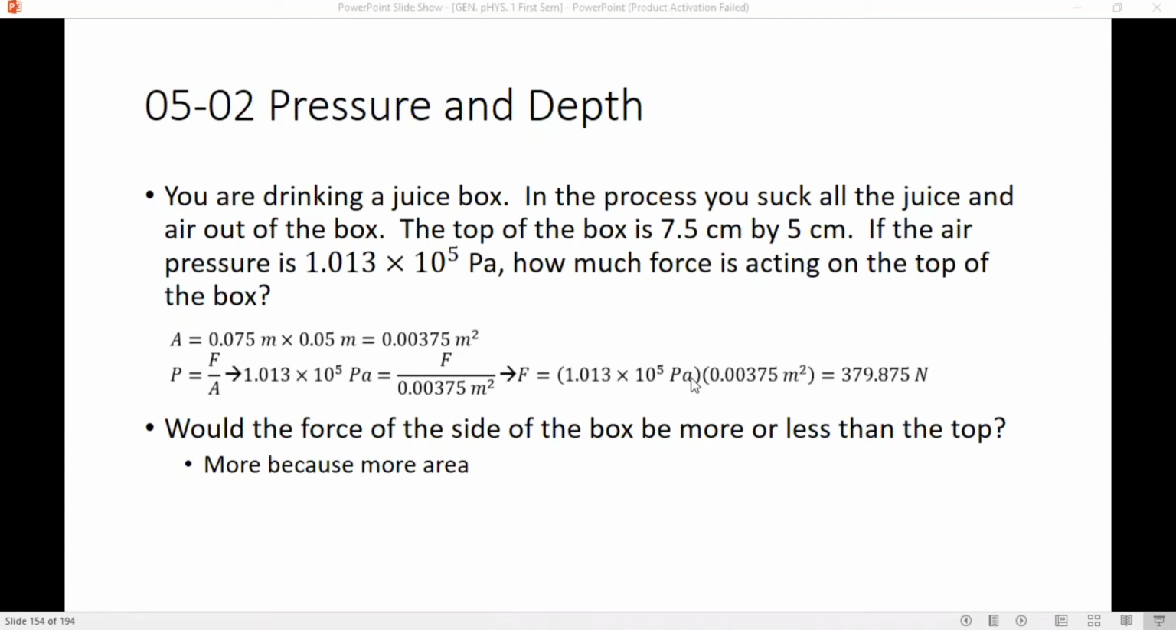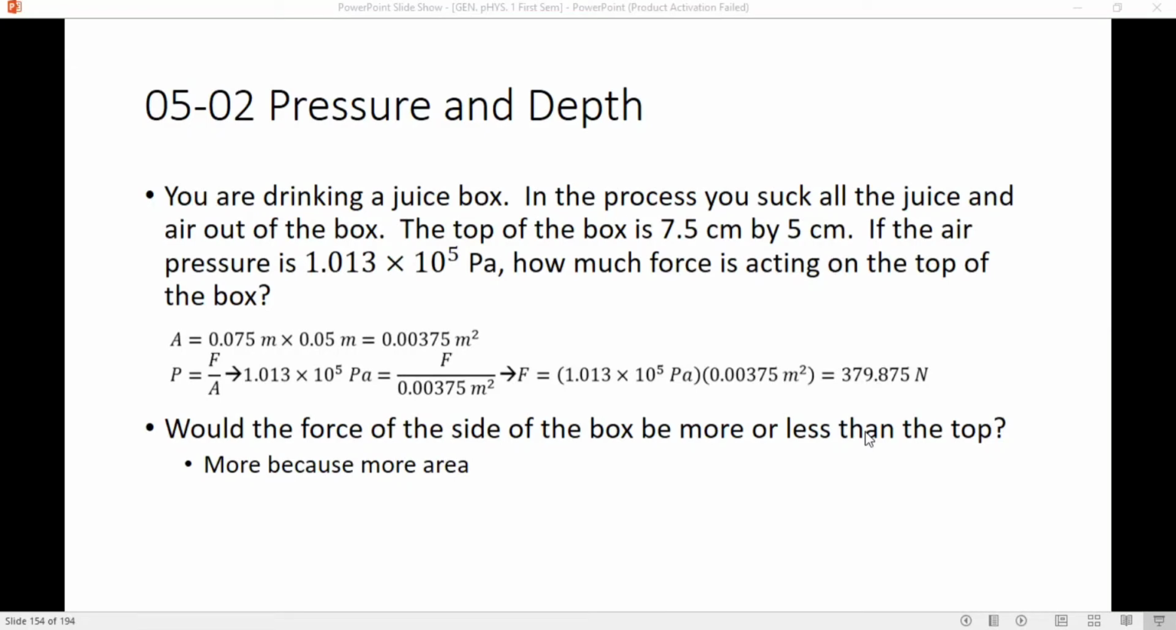So we convert 7.5 and 5 cm to square meter, and therefore you have 0.00375 times your pressure, 1.013 times 10 to the power of 5 pascals, and you will have a force of 379.875 newtons. This is your force of sucking the juice and air out of the box.